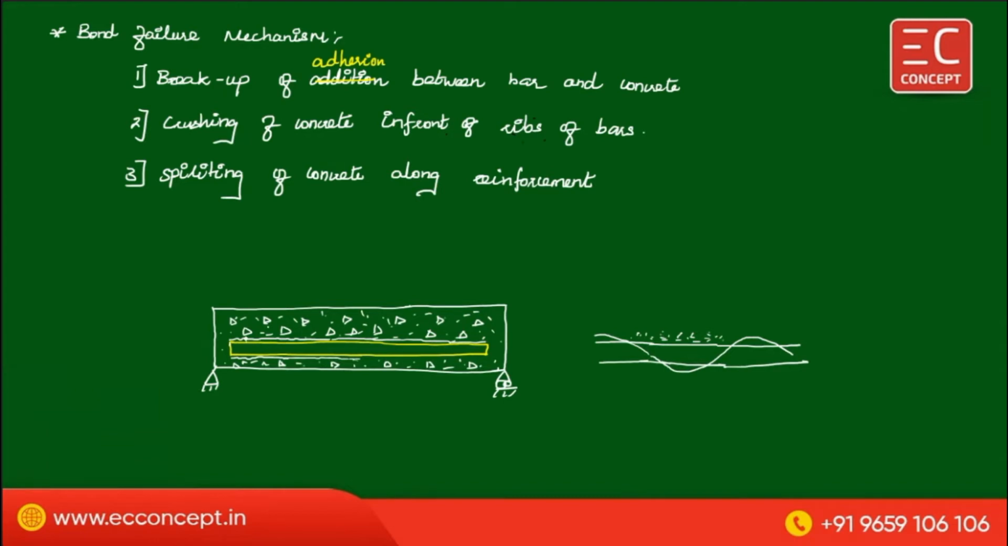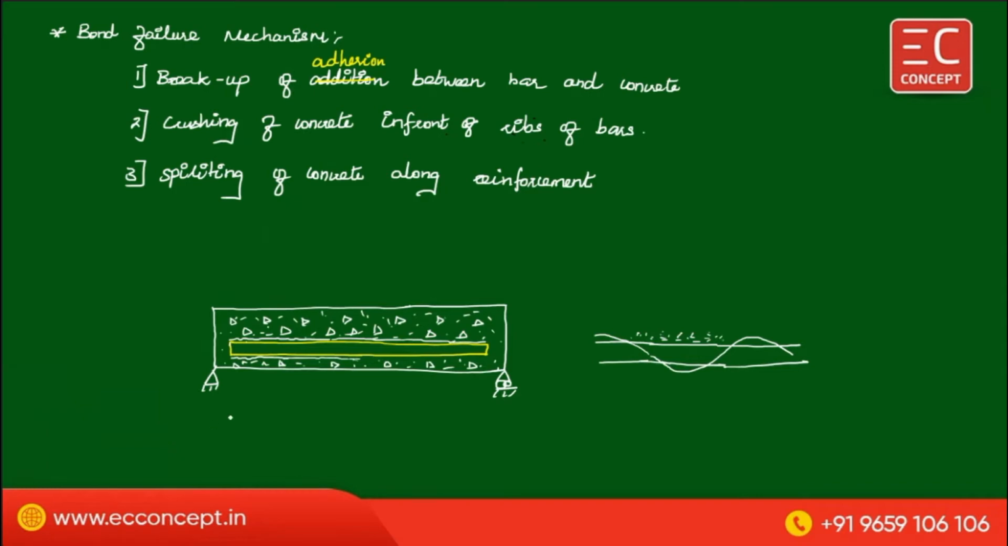The first step is adhesion will be getting over. The final step is splitting. Splitting means simply a crack between concrete and steel, and it will happen along the length of the bar.